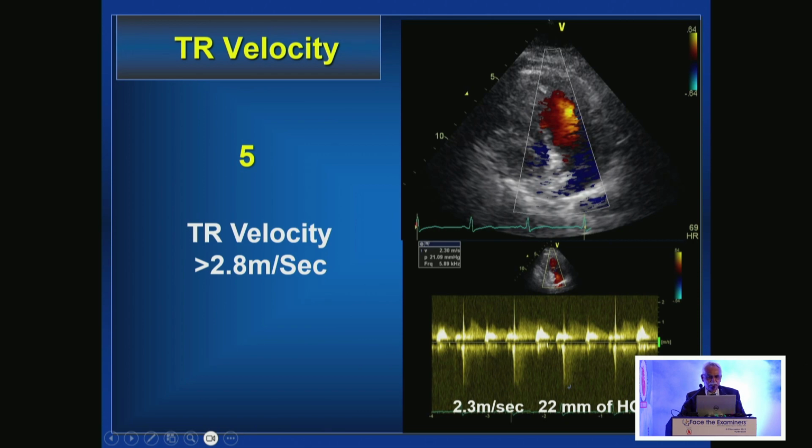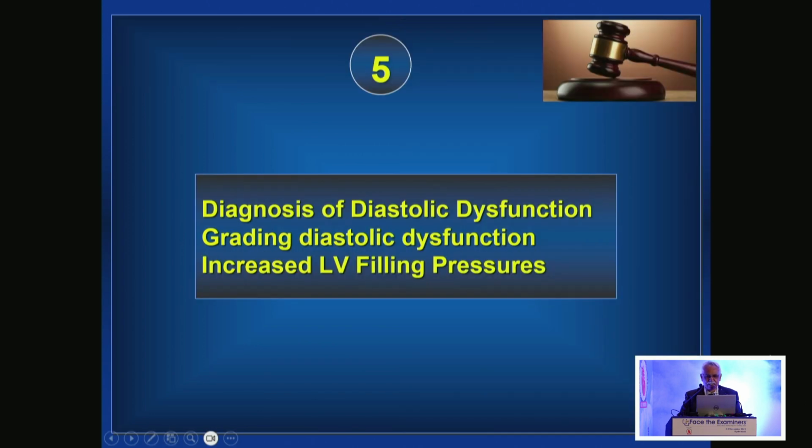The last one is the tricuspid regurgitation velocity, which should be more than 2.8 to call it a positive sign. So there are only four parameters which you have to measure. Left atrial outflow velocity, tissue Doppler from the medial and lateral mitral annulus, calculate the E by E prime. The third one is the left atrial volume, and the fourth one is the tricuspid regurgitation velocity. If you have done this, then you are ready to diagnose diastolic dysfunction and classify it.